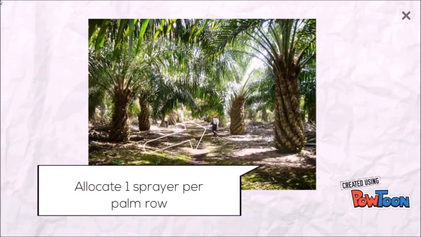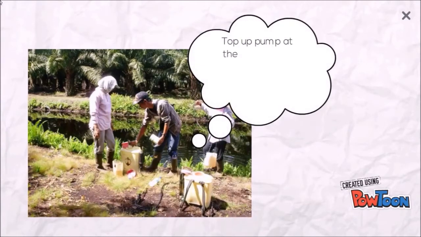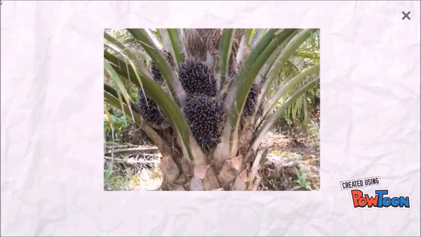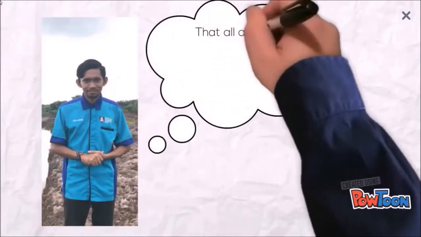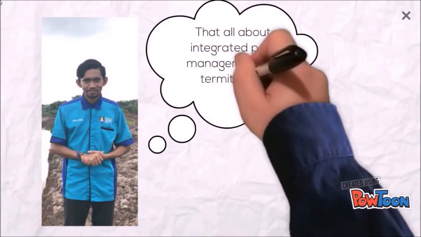Allocate one sprayer per palm row. Top up the pump at the end of each row with BT at 1 g per liter of water. Stop spraying when 95% of bunches are shining. That's all about integrated pest management for termite and Tirathaba bug.